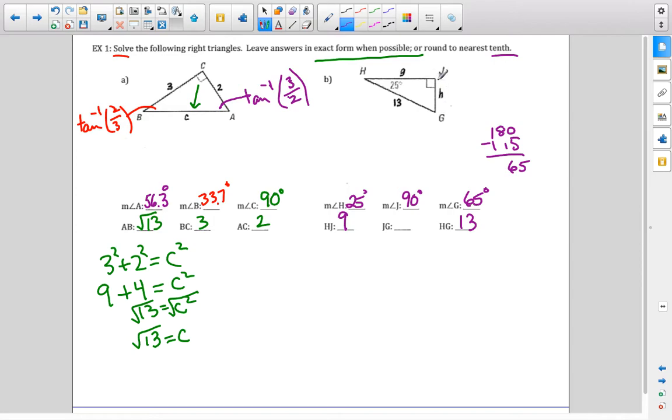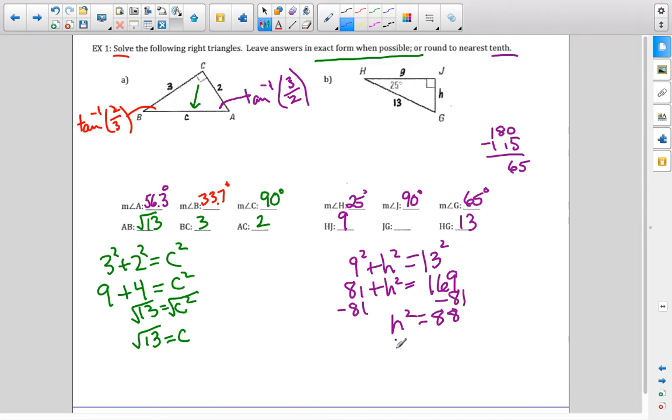Now to find my missing side, since I happen to already have two sides on this one, I'm going to use my Pythagorean theorem. 9 squared plus h squared, that JG, equals 13 squared, my hypotenuse squared. 9 times 9 plus the h squared equals 13 times 13. Subtract the 81 from both sides, and I find out h squared is going to give me 88. So that means the square root of h squared, which is h, gives me the square root of 88.